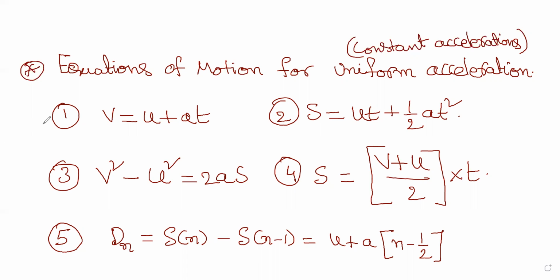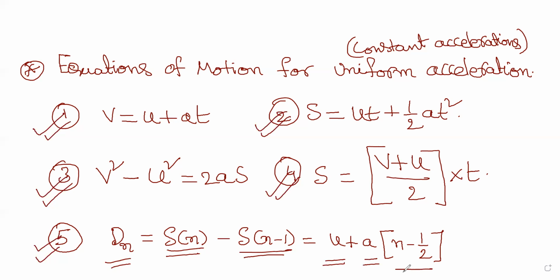So what are the equations? Let us revise the equations. That is v equal to u plus at, s equal to ut plus half at square, v square minus u square equal to 2as. S can be written as the average velocity, that is (v plus u) by 2 times t. And now the displacement in the nth second is nothing but displacement in n seconds minus displacement in n minus 1 seconds, which is equal to u plus a into (n minus half). So these are the equations of motion. Let us derive one by one.